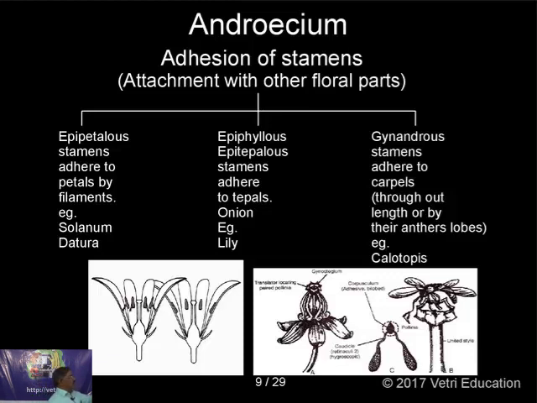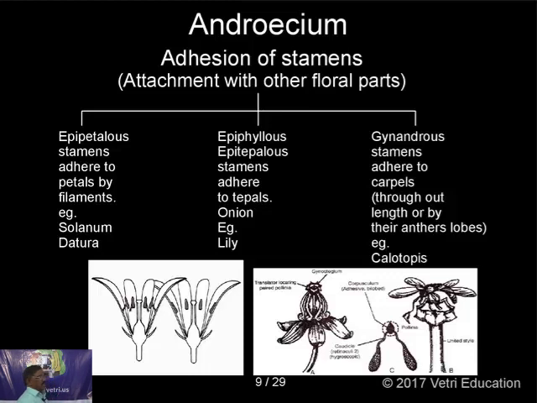The second one is epiphyllous condition. Epiphyllous condition, that is called attached with the tepals. If the sepals and petals are not differentiated, they are called tepals. When the stamens attach with the tepal, that is called epiphyllous condition. Adherent to the tepals. Example onion. You can find these are attached with the tepals.